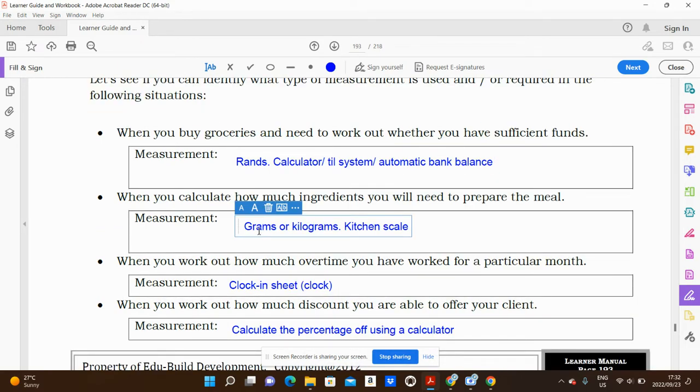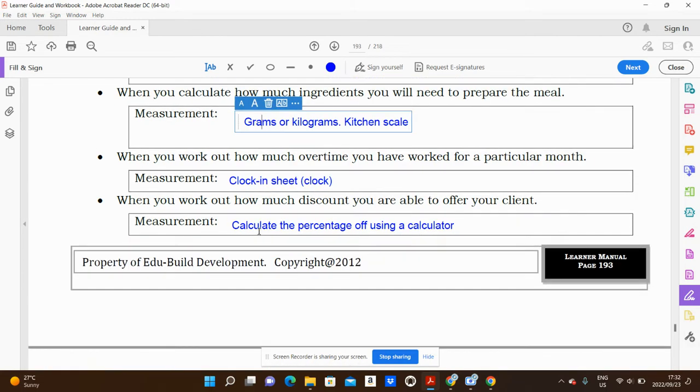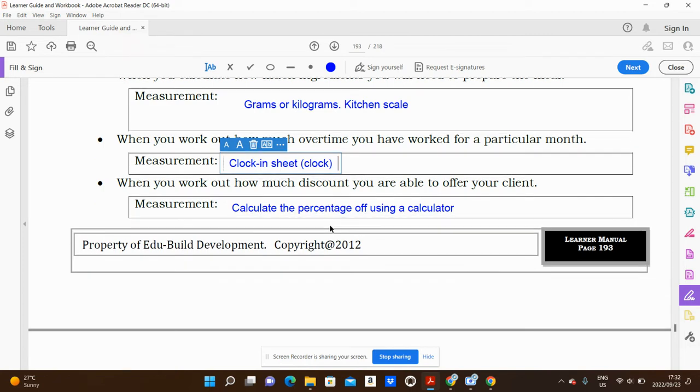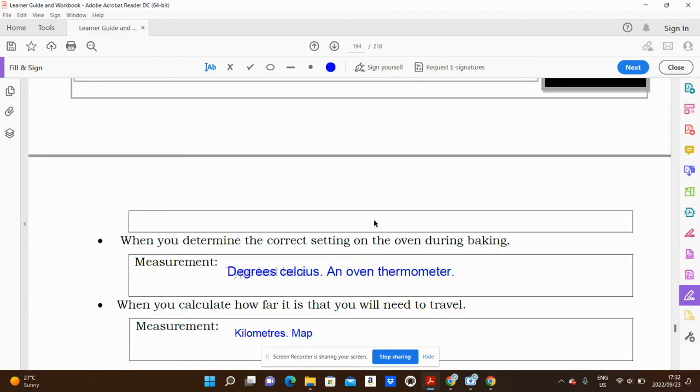When you calculate how much ingredients you will need to prepare the meal, you calculate it in grams or kilograms or milliliters, and you use a kitchen scale for that. When you work out how much overtime you have worked for a particular month, you use a clocking sheet or a clock. So that's the tool that you use. How do you know how long you've worked? You use the clock. When you work out how much discount you are able to offer your client, you calculate the percentage off using a calculator.